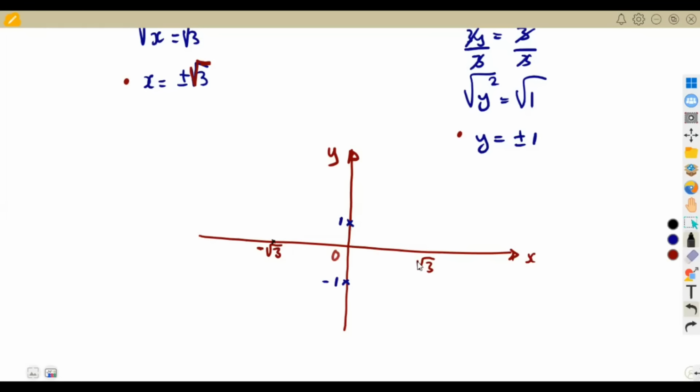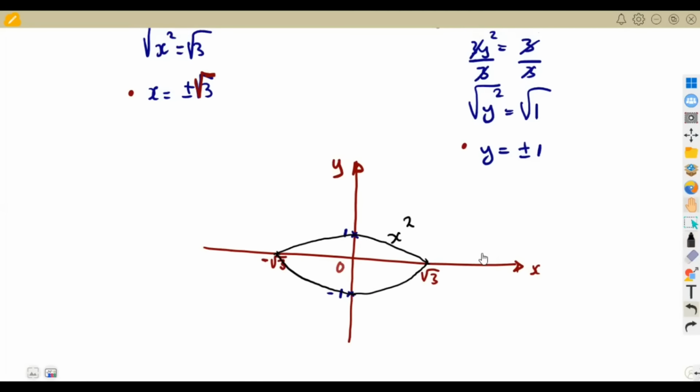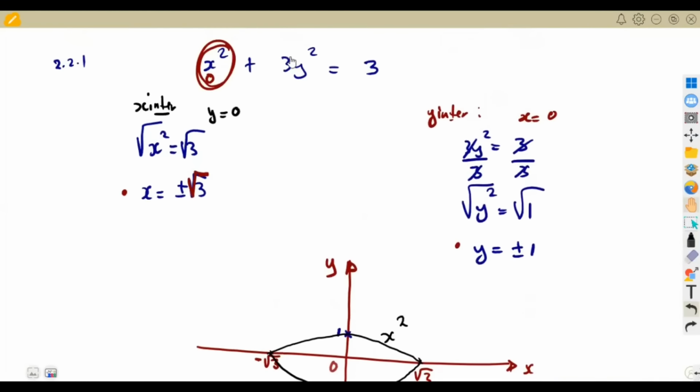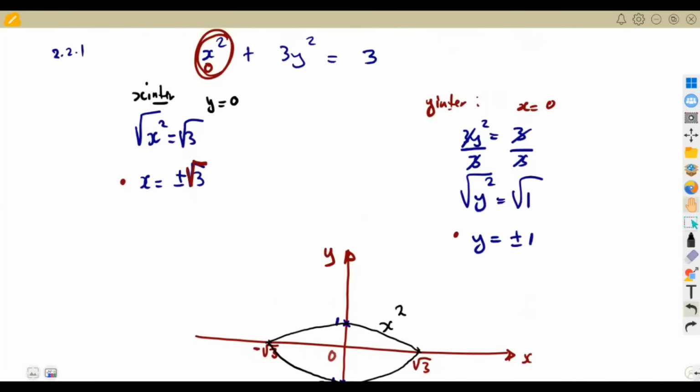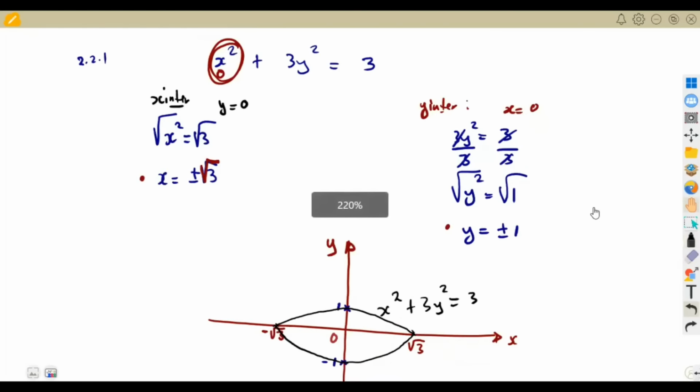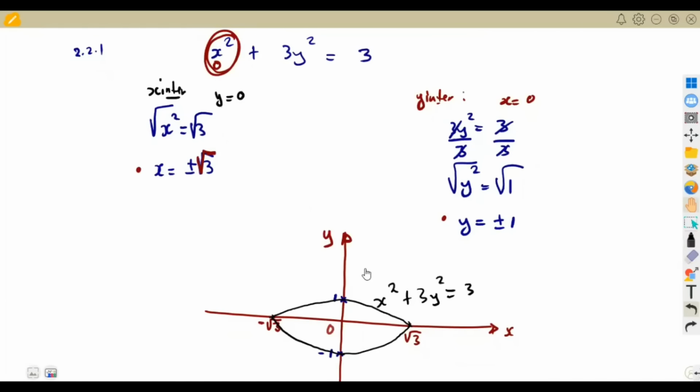Then you can simply join your graph in this case. All right, so that is going to be of this nature, remembering the shape of the graph. All right, so that's our ellipse in this case, whereby we're given the equation of our graph. That's x² plus 3y² is equal to 3, not equal to 0, but equal to 3. So that is how we are supposed to have our graph at the end.